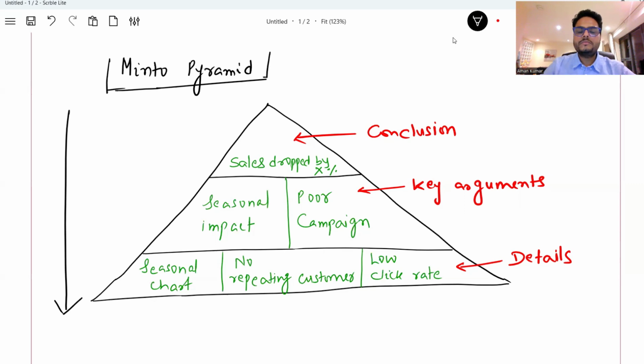Imagine from a layman's perspective, or from a business perspective, or a non-technical perspective. It is very easy for people to understand, right? They just come and see the conclusion, the key arguments, and the details. The picture is absolutely clear to them. So if you use this framework to communicate your findings to a non-tech audience, it is going to be very impactful. So remember, the Minto pyramid is one tried and tested way of doing this.